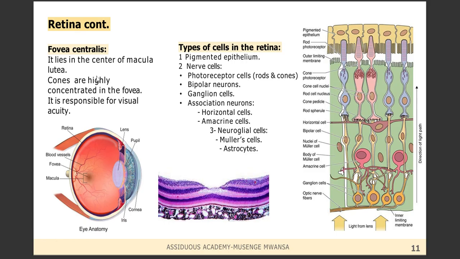So what are the types of cells that are found in the retina? Pigmented epithelium, nerve cells, photoreceptors, bipolars, ganglion cells, and also associated neurons like horizontal cells, amacrine cells, and the neuroglial cells, the Mueller cells, and the astrocytes.